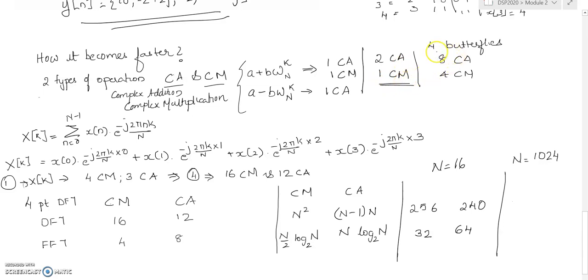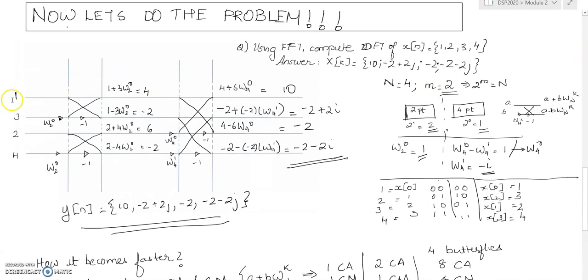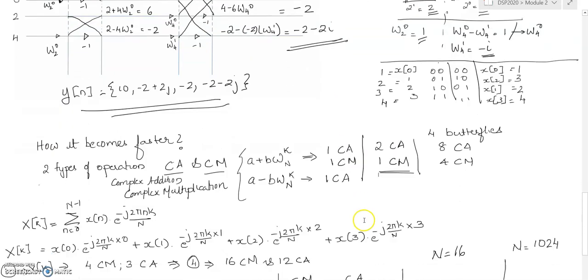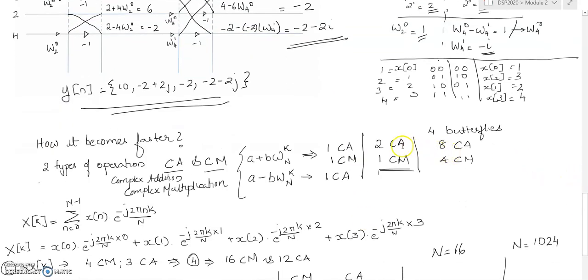We saw in the problem that we did just now that we implemented 4 butterflies: 1, 2, 3 and 4. Since one butterfly requires 2 complex additions and 1 complex multiplication, for implementing 4 butterflies we have to use 8 complex additions and 4 complex multiplications.